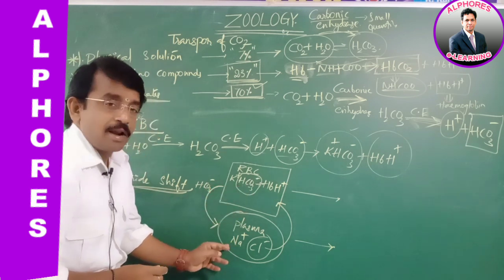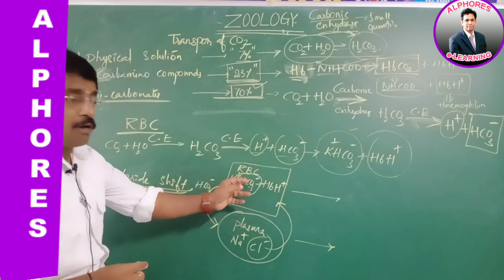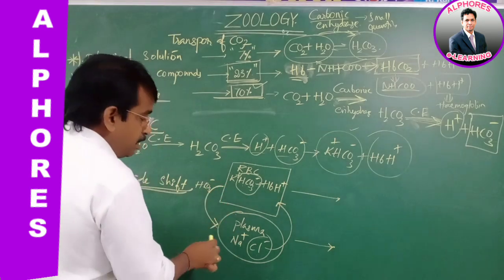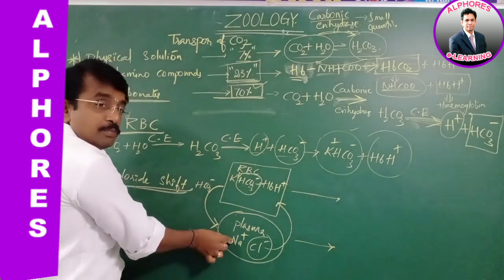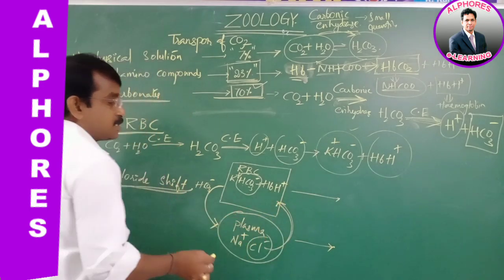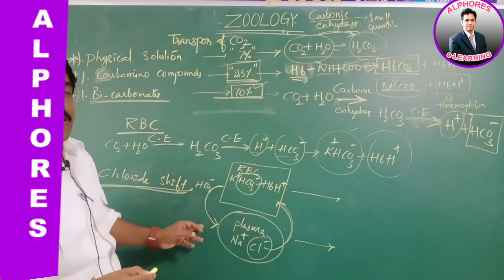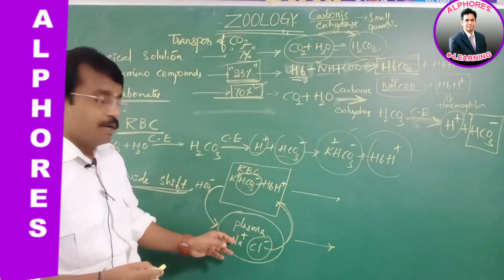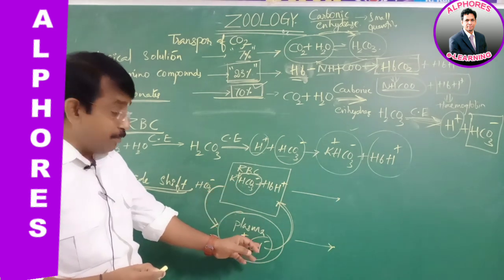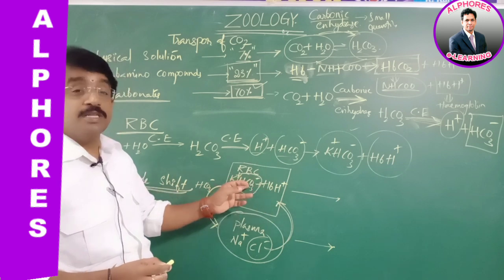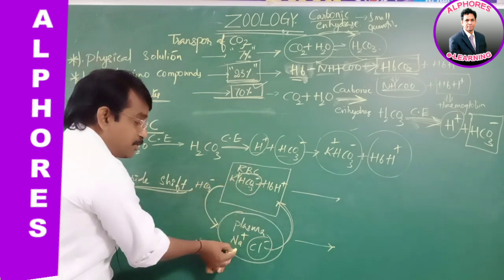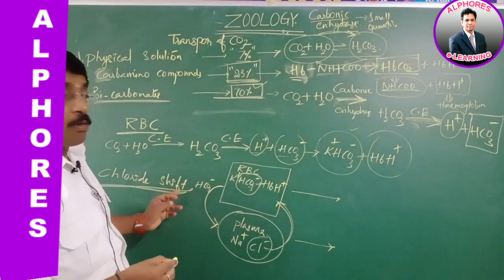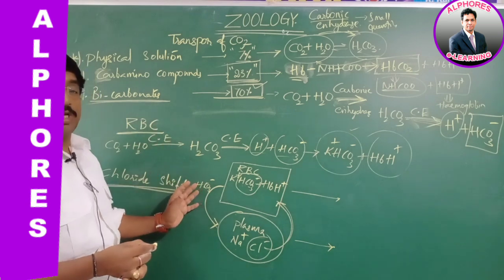So in this manner, as the bicarbonate ions are increasing more, as against every bicarbonate ion from RBC that is shifted to the plasma, from plasma chloride ions are shifted into the RBC. This mutual exchange means from RBC bicarbonate shifted to the plasma and chloride ions from plasma shifted to the RBC. This is the chloride shift which takes place at the tissues.